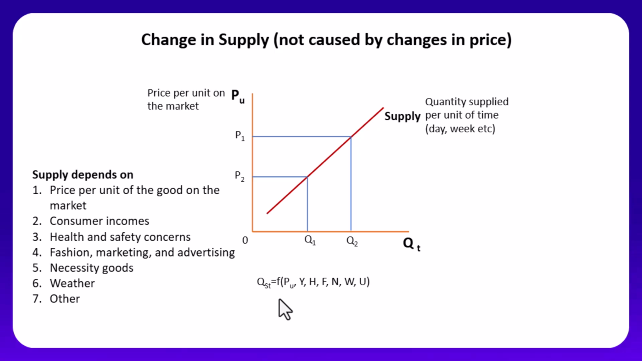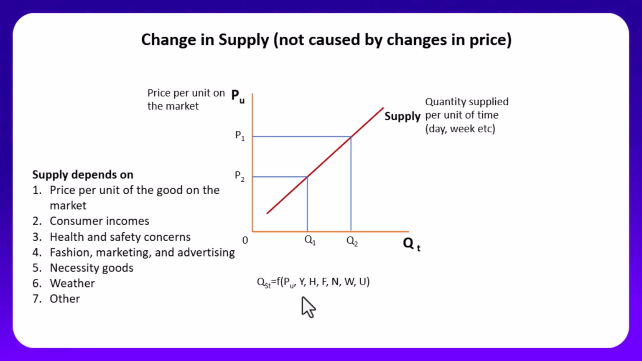Equals, in inverted commas, "depends on." Write it down, remember it. In economics, in an expression like this, we say the output, the quantity supplied per unit of time, QST, depends on, F, the price per unit, PU, and Y for income. Income in economics is always written as a Y. It's a tradition. Just note it. It's not I, it's Y.